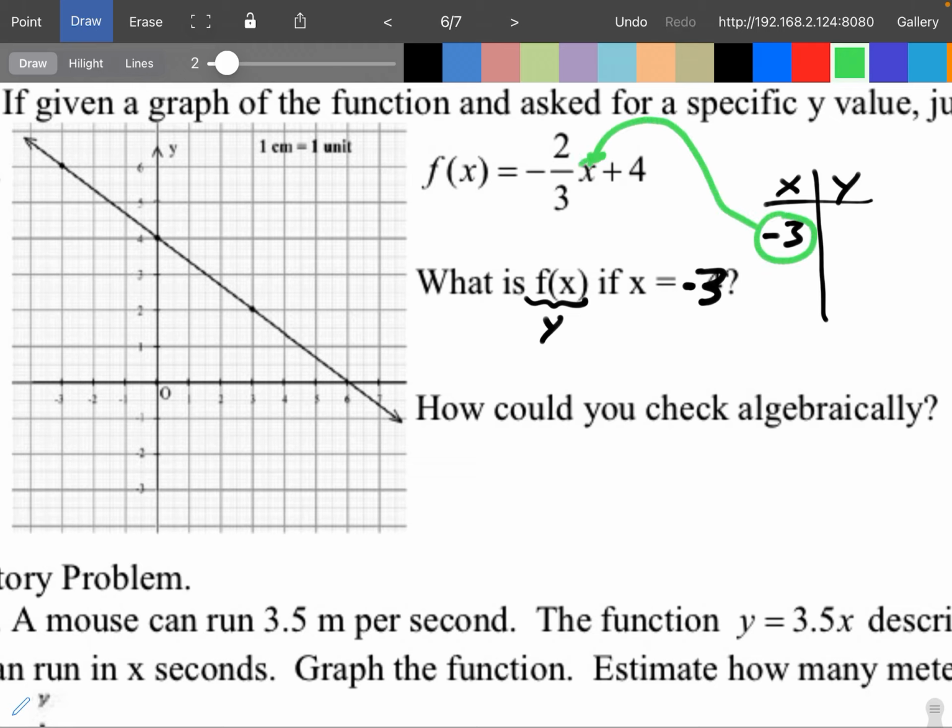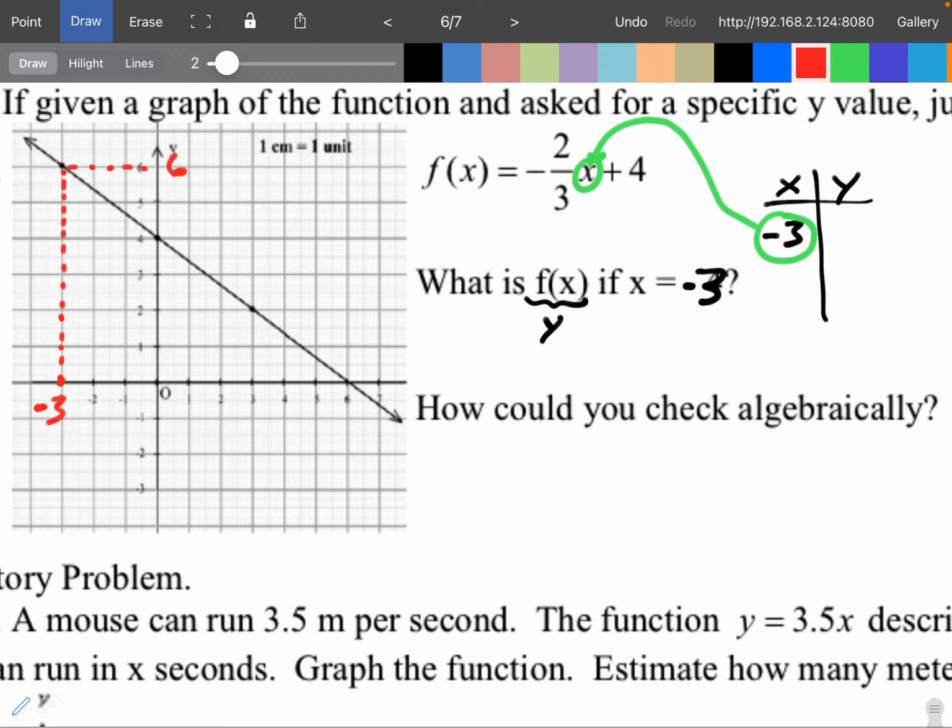But the difference on this one is you have the graph. When you have the graph, you can go read that right off of the graph. I mean, yes, you could take negative 3, and you could plug it in right here for x, right? And you could find the y, if you want to go that way. That's how you do it algebraically. But if you have the graph, you can just read it off the graph.